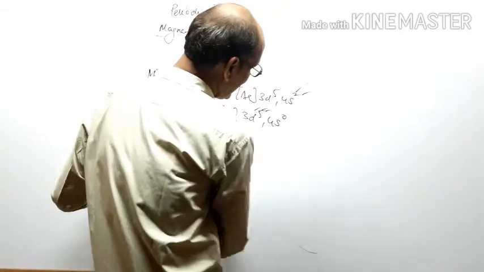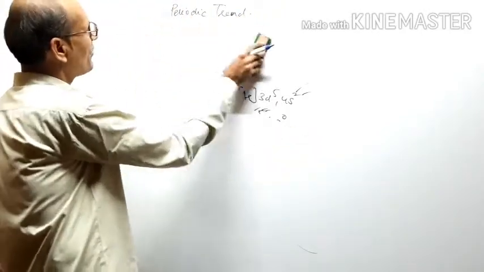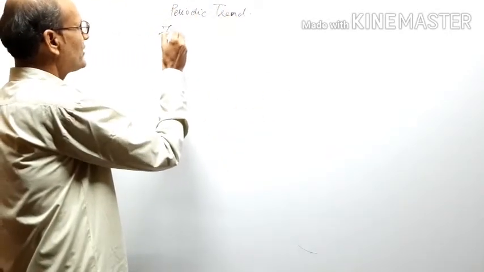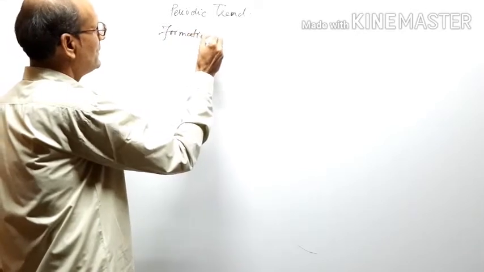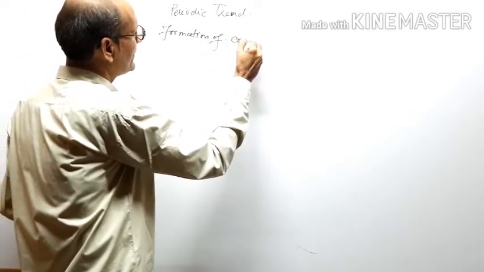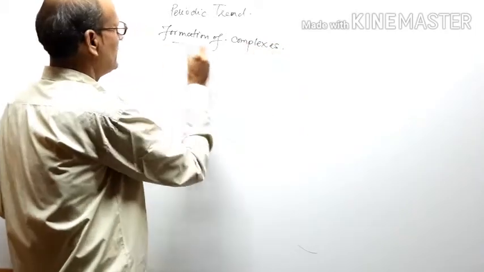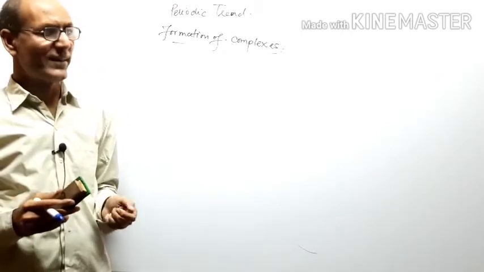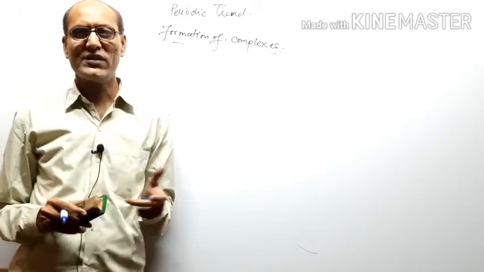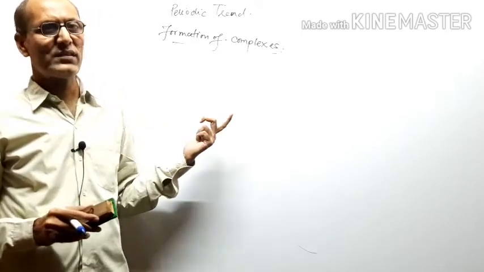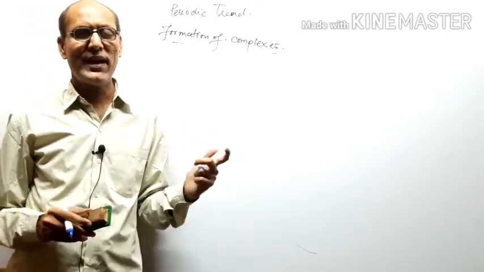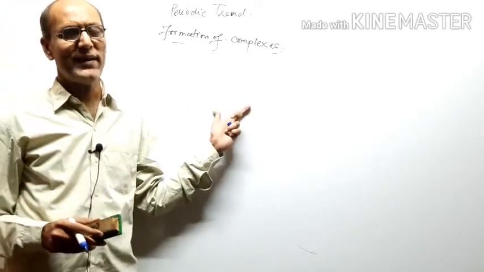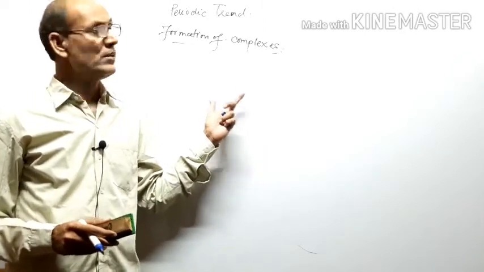Now moving towards the next property, that is the formation of complexes. Most of the d block elements form complexes. When you study coordination compounds, you will see that the complex containing a central atom or central metal ion belongs to the d or f block elements. Most of the d block elements form complexes.